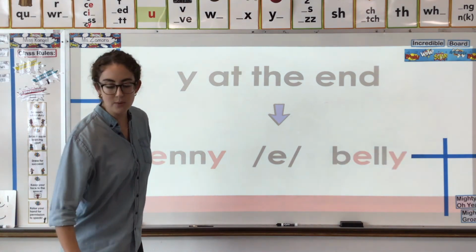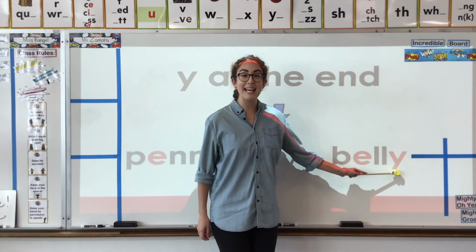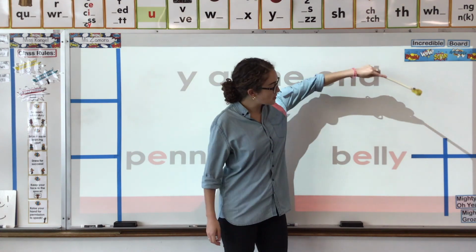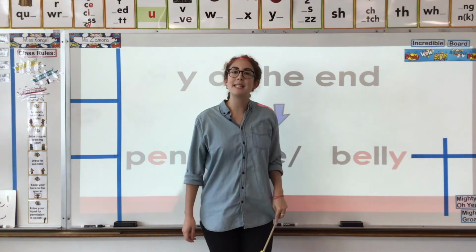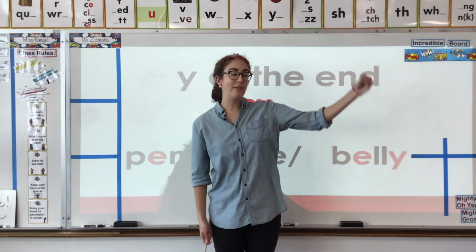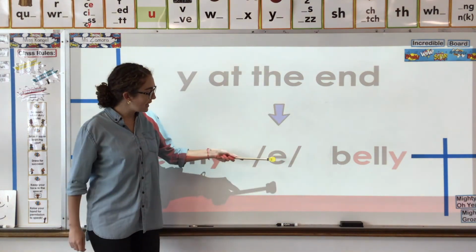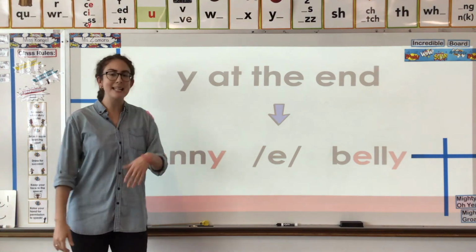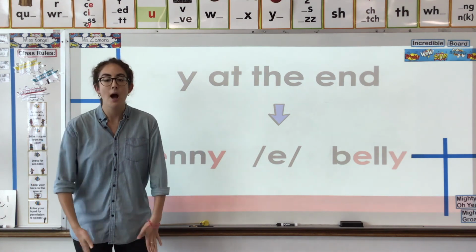Like also in the word belly. Belly. Both of those clues, a Y at the end and with another vowel, we know the Y is going to say the E sound. So now let's get the second sound in our bodies with mirror words. Okay, ready? Here we go. Mirror words.